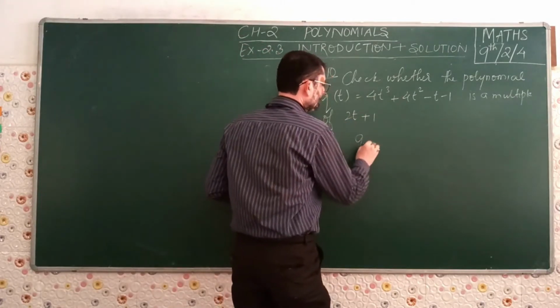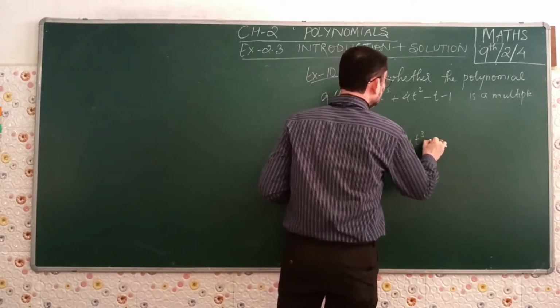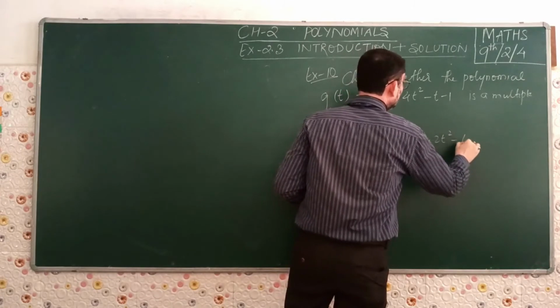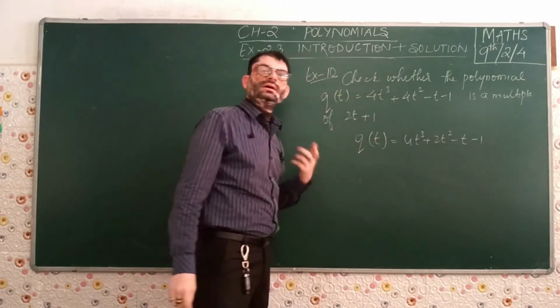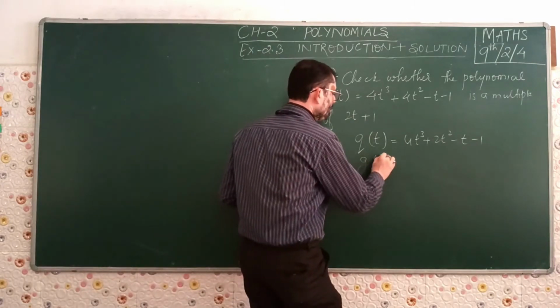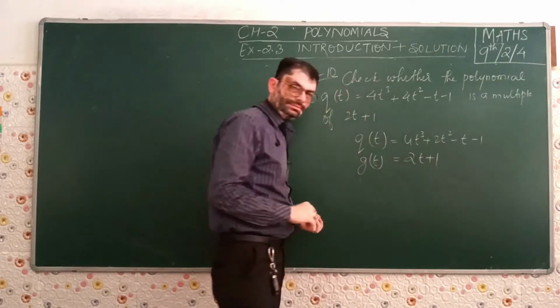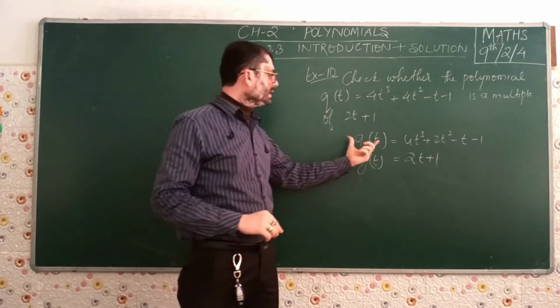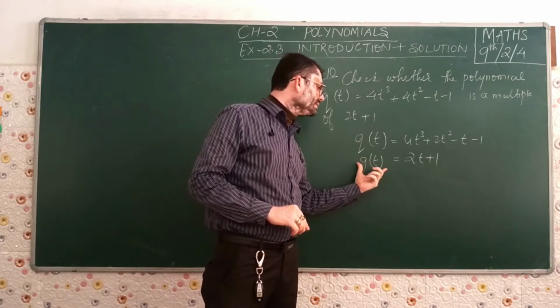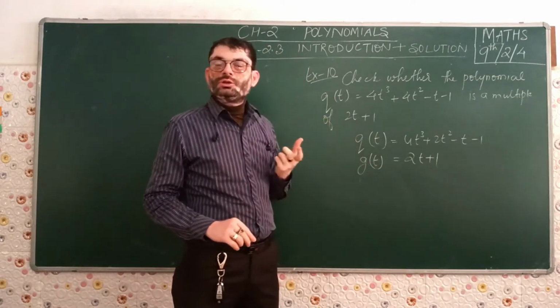So we are given that q of t is equal to 4t cube plus 2t squared minus t minus 1. This is the polynomial that is given to us, and we have to divide it by, say, g of t. Let us take the name g of t, 2t plus 1. Now we have to check that q of t is completely divisible by g of t, then only we can say that this is a multiple of q of t.